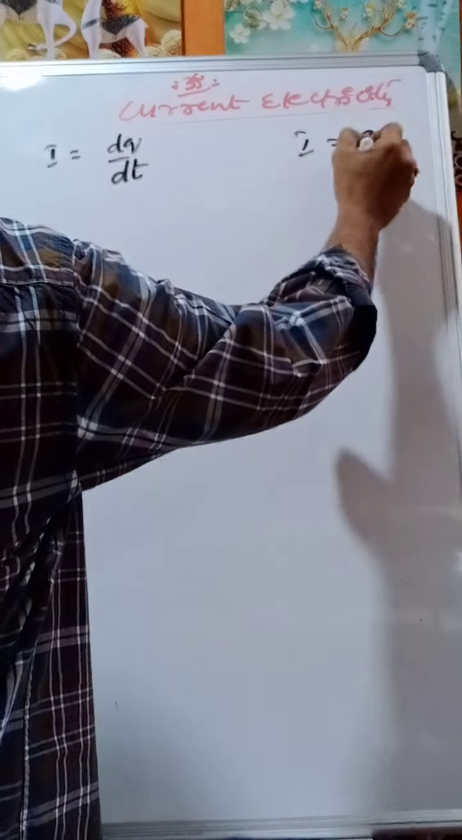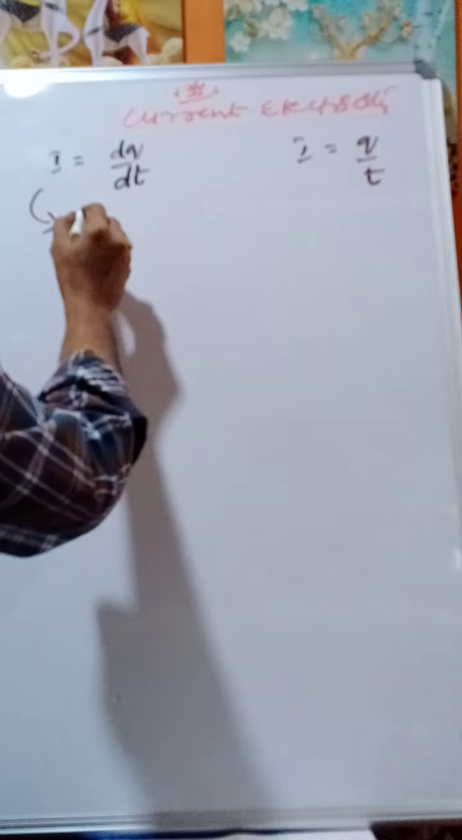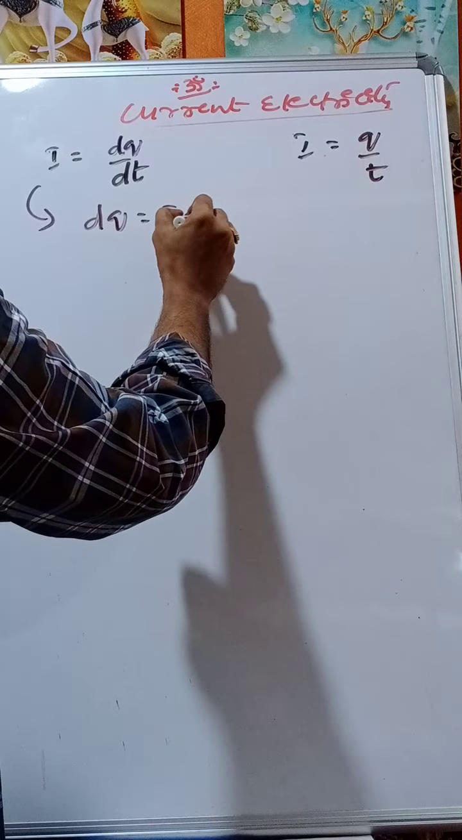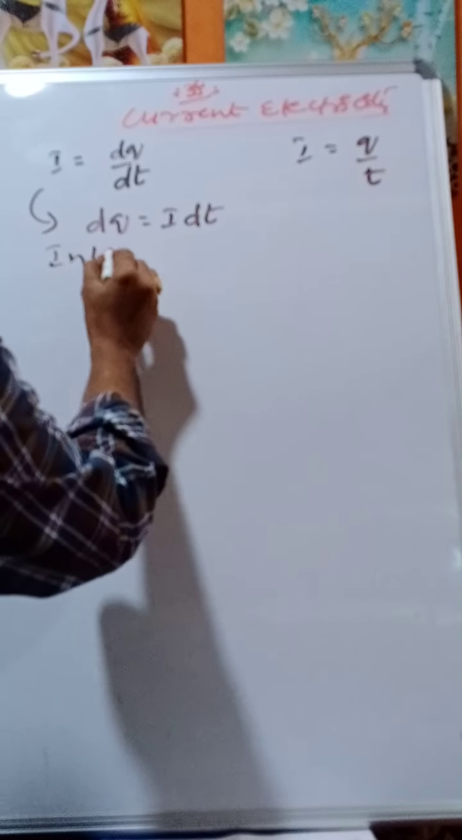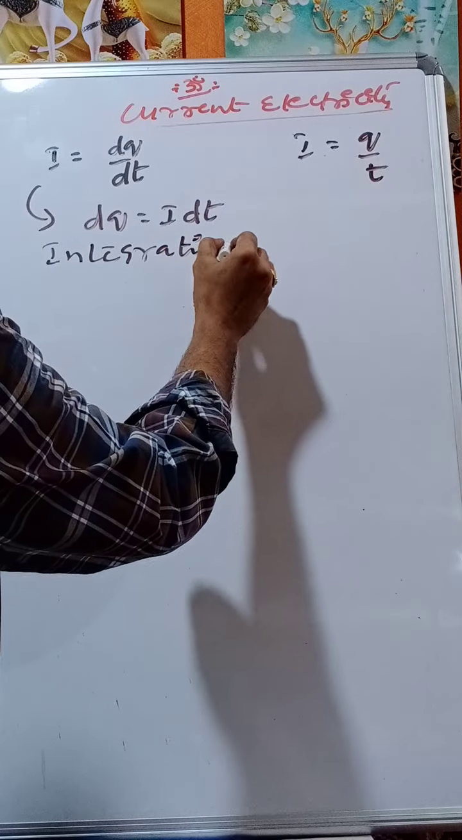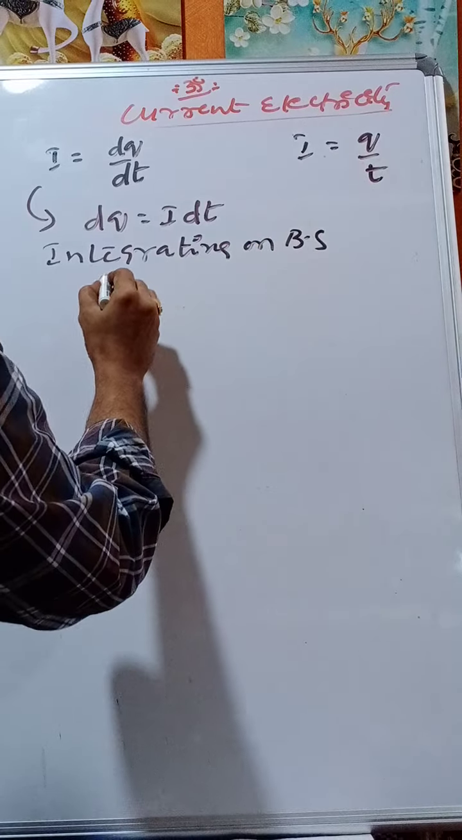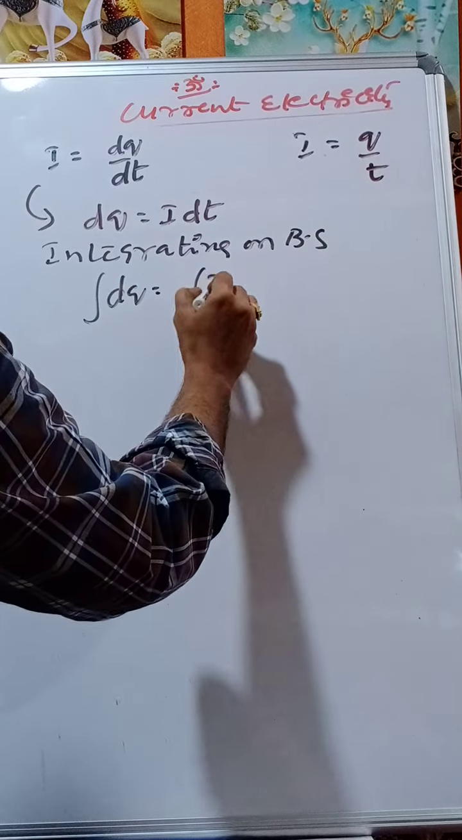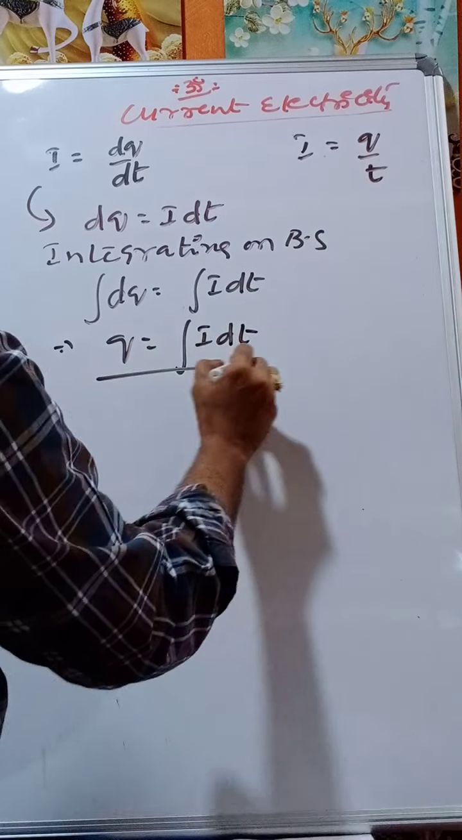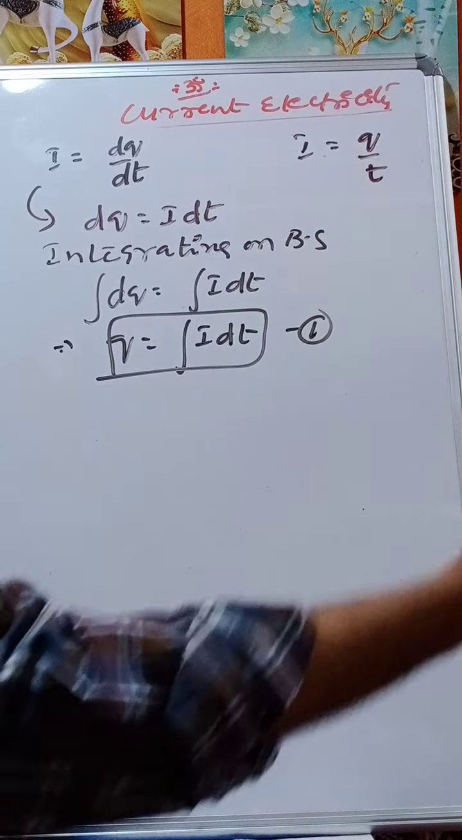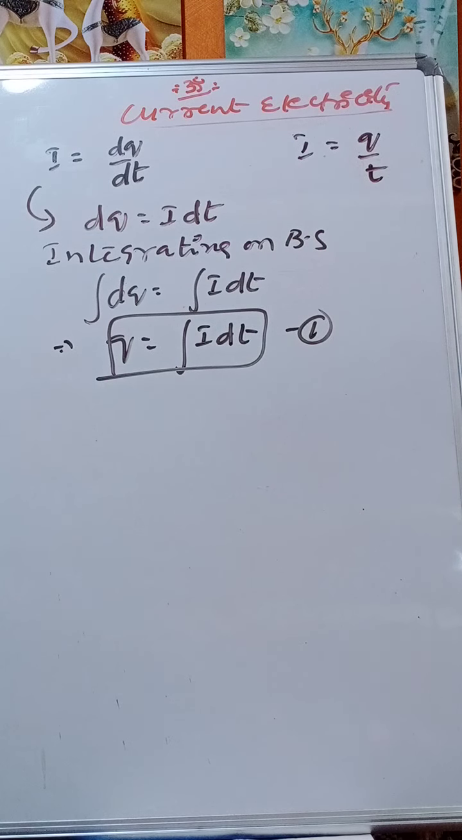Now, as we told, the current I is equal to dq by dt, or charge by time. From this equation, what is dq? dq is equal to I dt. Integrating on both sides, the integral of dq is equal to the integral of I dt. This implies q is equal to the integral of I dt. This is the integral relation between charge, current and time.